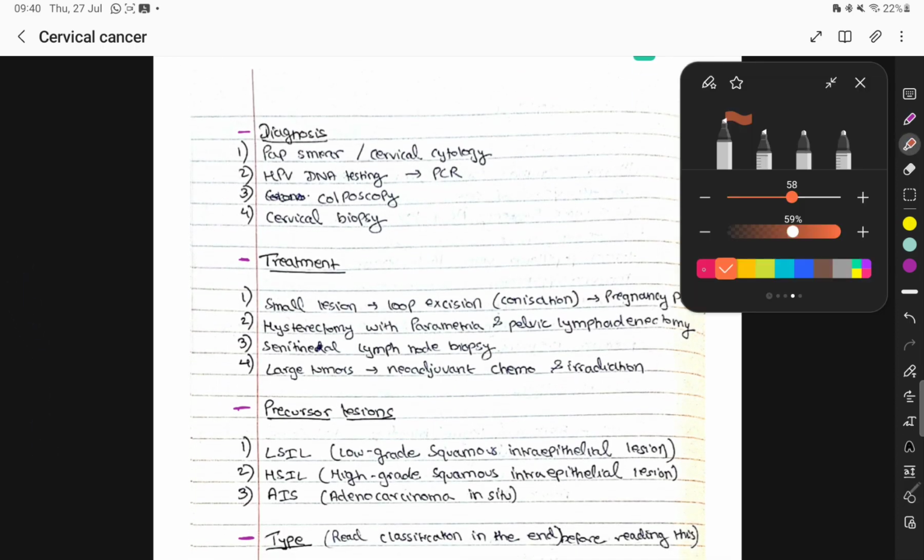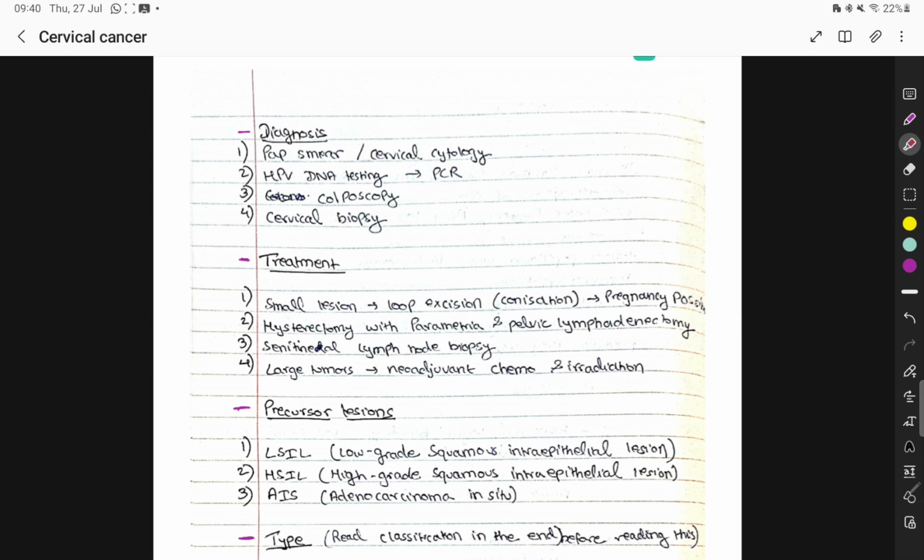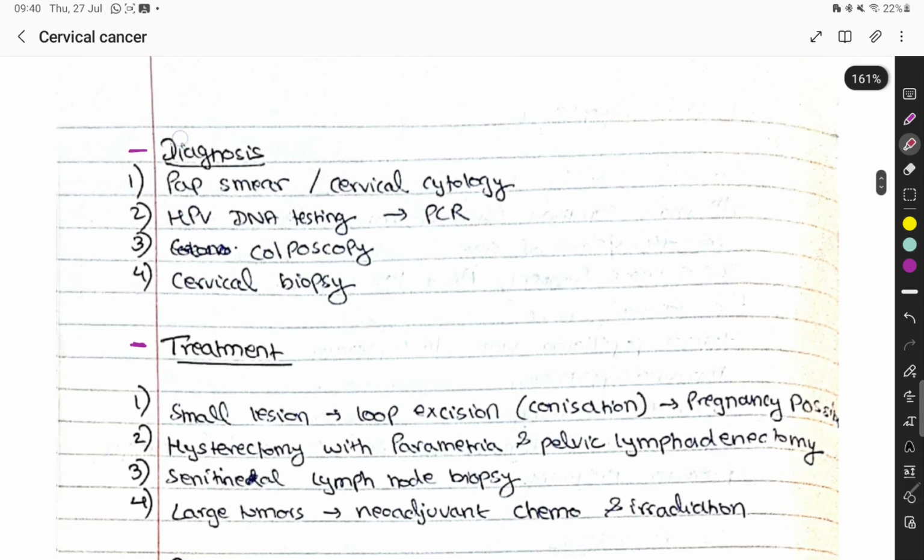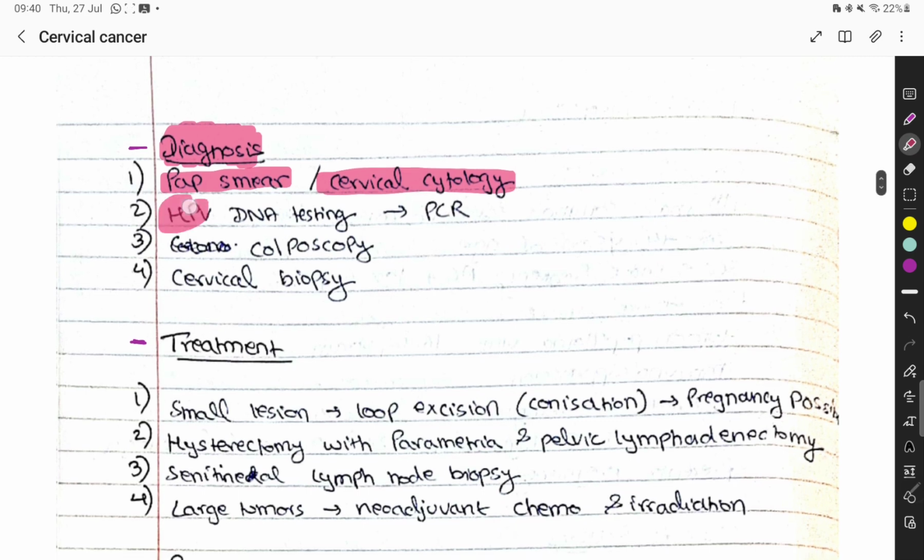Then diagnosis. How do you diagnose cervical cancer? First of all, pap smear, cervical cytology, then HPV DNA testing by PCR. Then you have colposcopy and cervical biopsy.